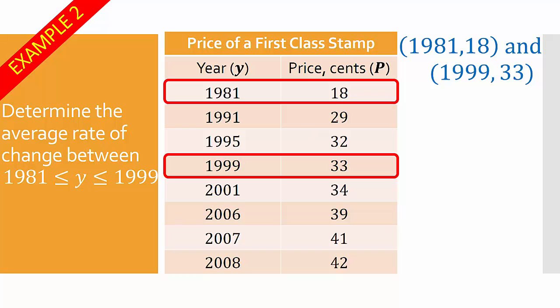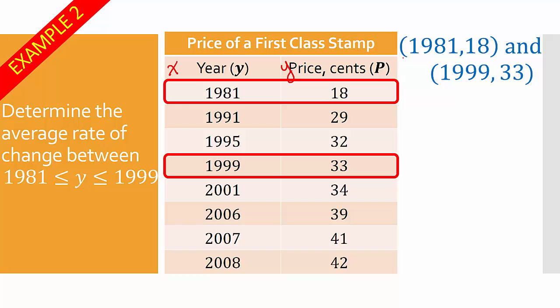So the price depends on the year. So even though year here says y, it's actually your x value. Don't get that confused. Okay. First column, almost always your x value. Second column, almost always your y value.